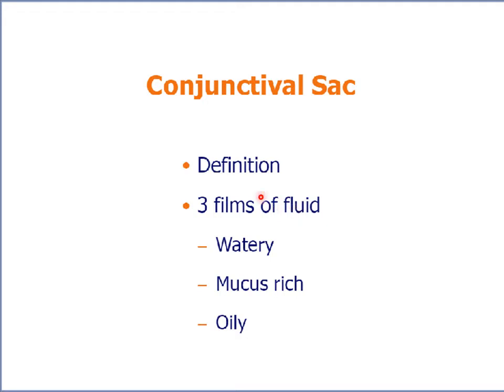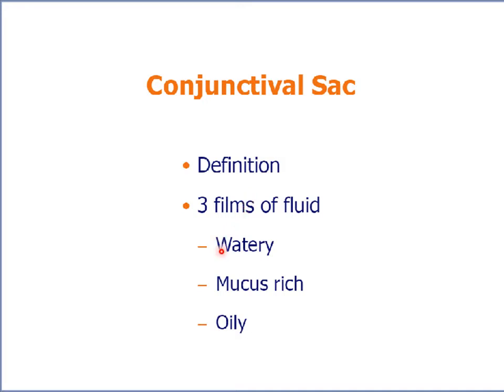The bulbar conjunctiva is that conjunctiva which covers the sclera of the eyeball. Sclera is the white of the eye. Whereas the palpebral conjunctiva covers the inner surface of the eyelids, the palpebrae. So that is the conjunctival sac, a potential space between bulbar and palpebral conjunctiva.